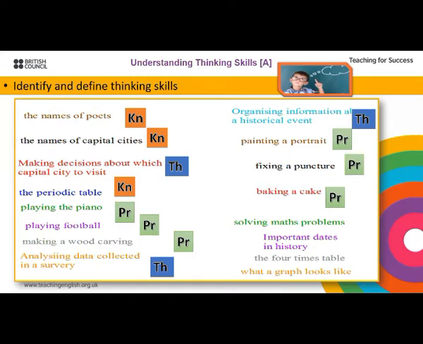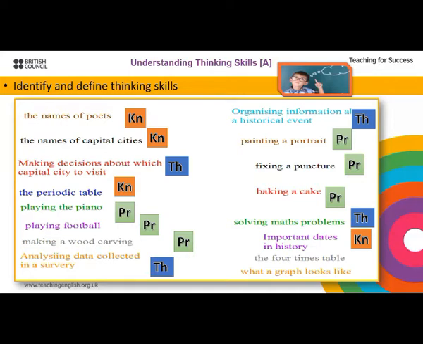Solving math problems. Thinking skills. Yes. Important detail, history: knowledge. Yes. The 4 times table. I think knowledge. Yes, it's knowledge.